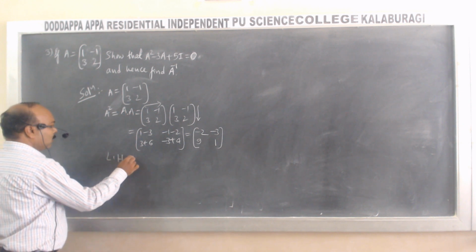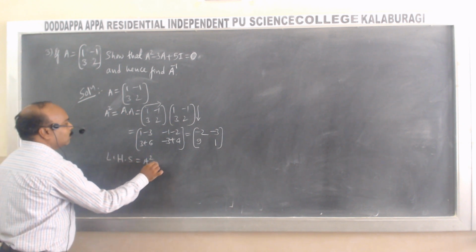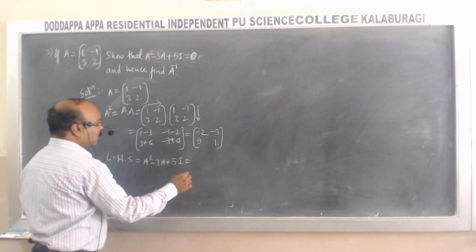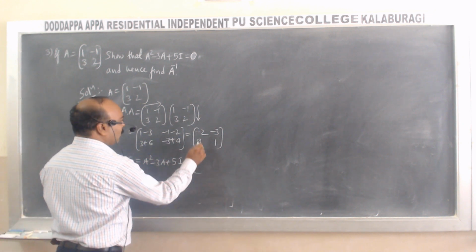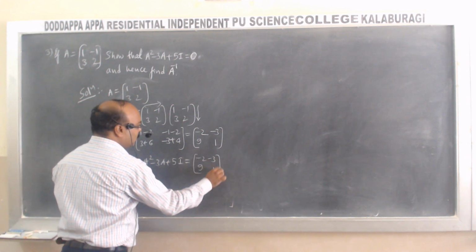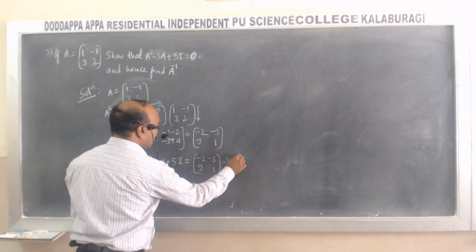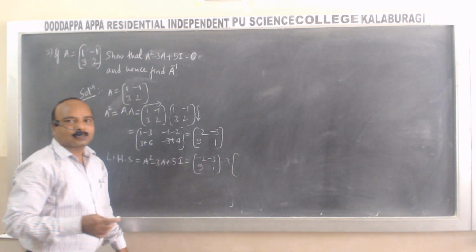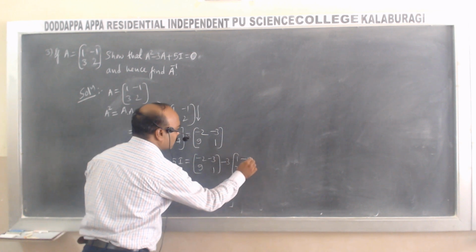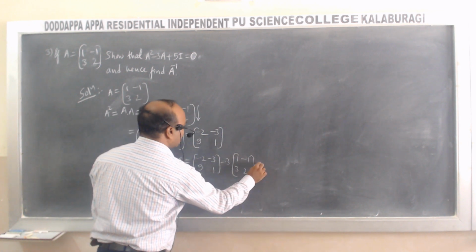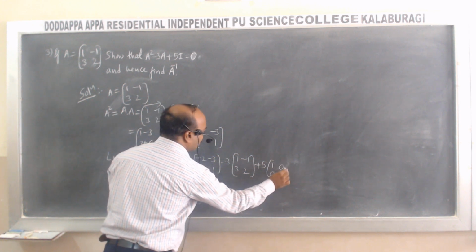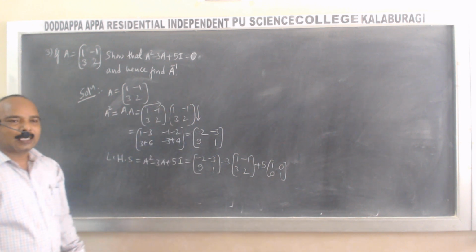Left hand side is given as A squared minus 3A plus 5I. It is equal to A squared value substituted first: [-2 -3; 9 1], minus 3 as it is, A is [1 -1; 3 2], plus 5 as it is, I. You know that [1 0; 0 1] is the identity matrix.